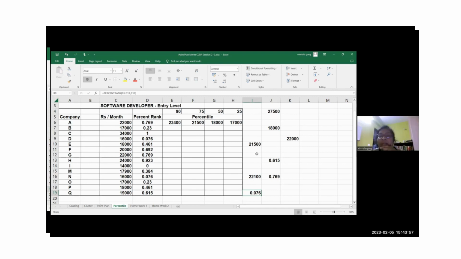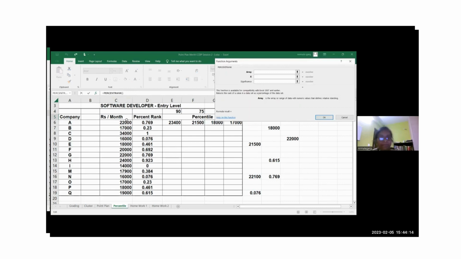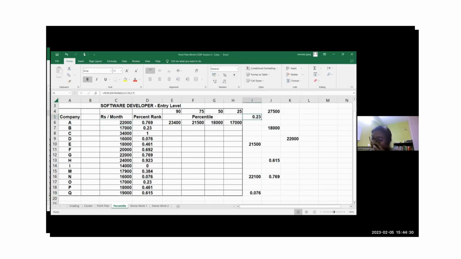So again, I'll just put this. What do I do? Function. Then what am I using? Percent rank. Then the array, the complete set of data. And if I want this one, I highlight 17 and say okay. Okay, guys, now you are thorough with it. 0.23.